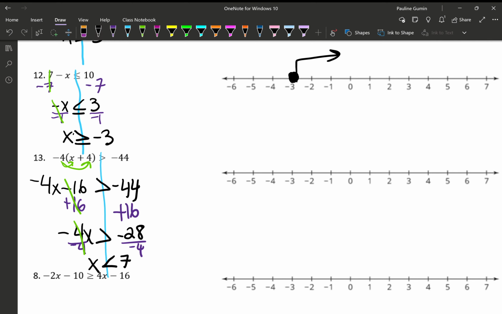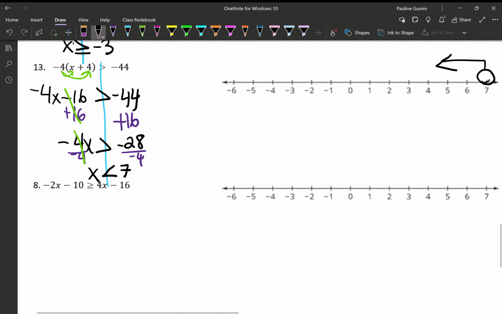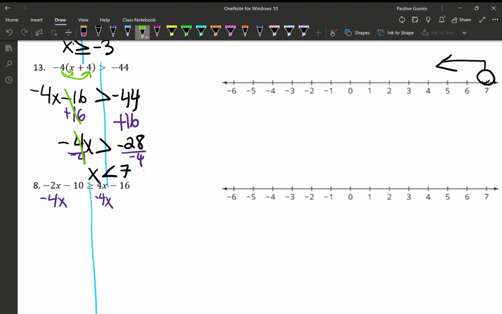I'm going to finish this problem by dividing both sides by negative 4. Now, since I'm dividing by negative 4, my symbol must flip. X is less than 7. Colored in circle on 7. Whoops, I'm wrong. Open circle on 7. X is less than, so arrow to the left. I know X is less than because the pointy end of the symbol is towards X.